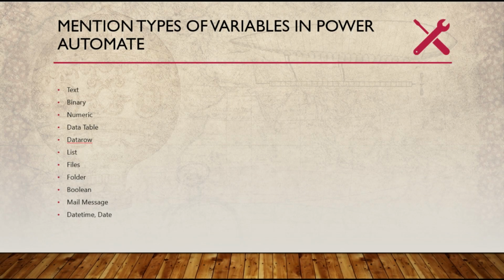Mention types of variables in Power Automate. 1. Text. 2. Binary. 3. Numeric. 4. Data table. 5. Data row. 6. List. 7. Files. 8. Folder. 9. Boolean. 10. Mail message. 11. Date time, date.